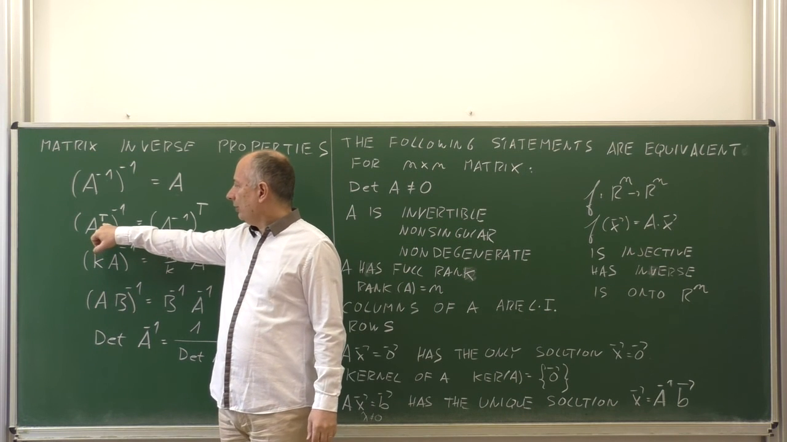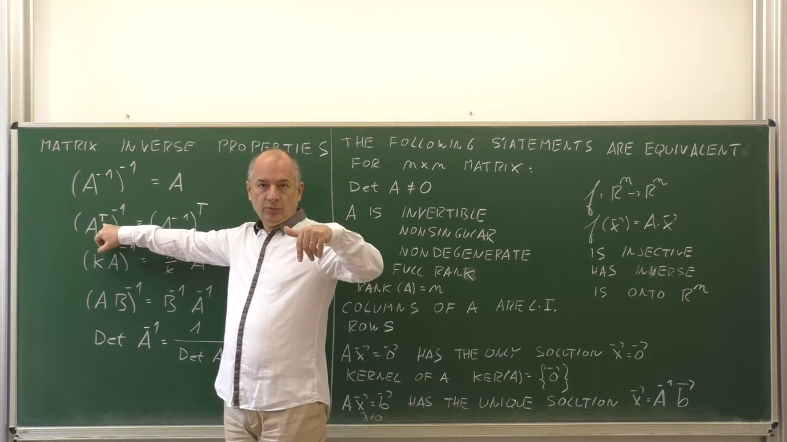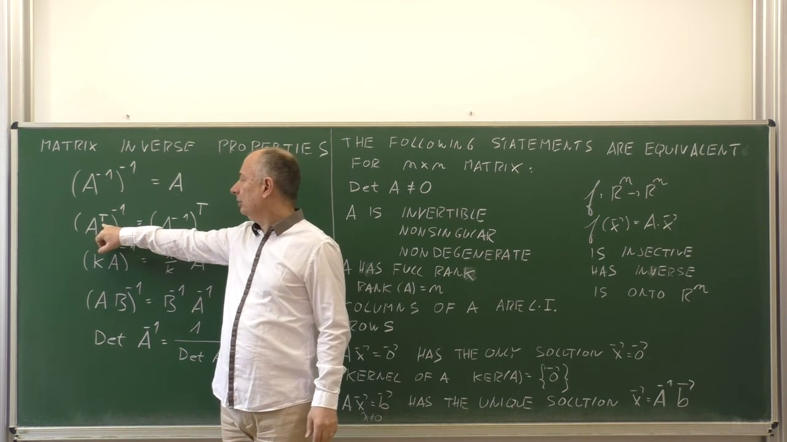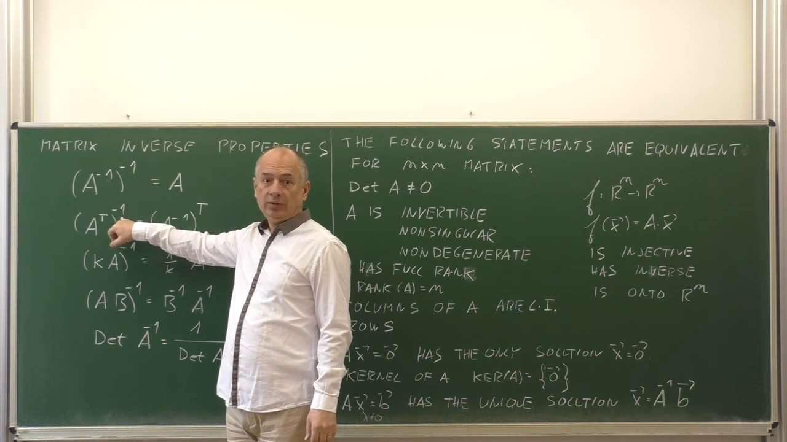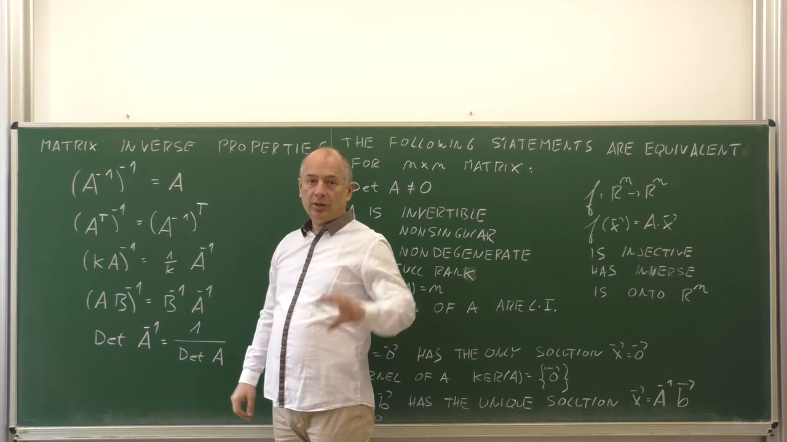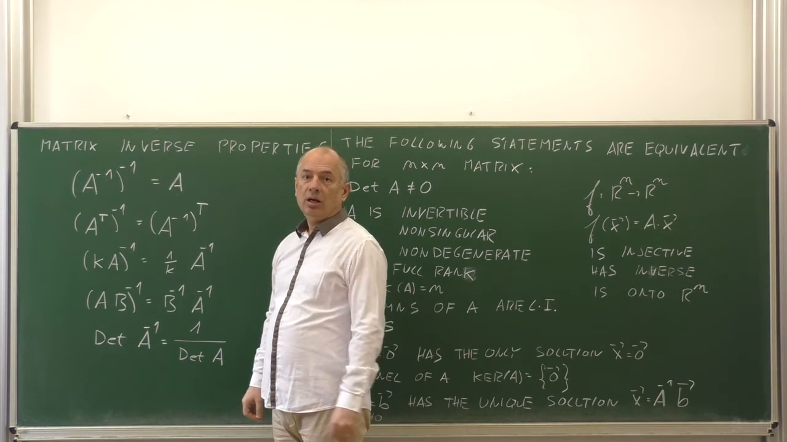Also, if we take a matrix and compute the transpose, that means we rotate along the principal diagonal, and then compute the inverse of the result, we get the same result as if we compute the inverse and transpose only after that.